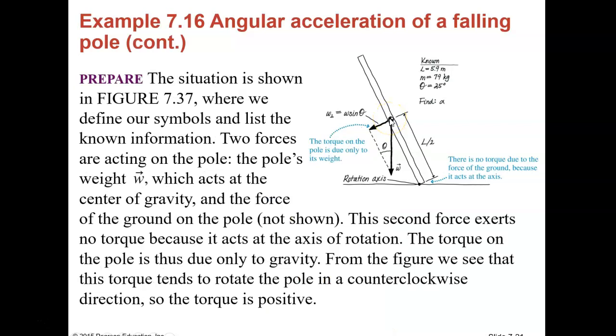All right, so again, when we look at this, find our symbols and list the known information. There are two forces acting on the pole. The pole's weight, which acts on the center of gravity, and the force on the ground. The force on the ground exerts no torque. So the torque is due only to gravity. Actually the torque is due to one component of gravity that's perpendicular to the pole, which is why we call that your W sine theta.